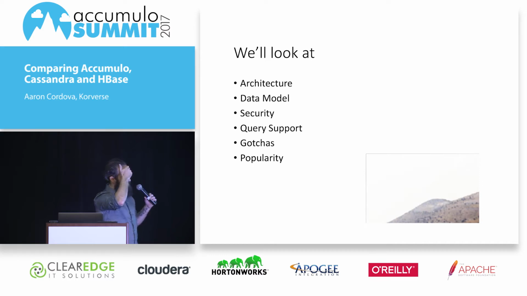Security. I mentioned that because part of Accumulo's reason for being is security. So if you can't justify Accumulo for security reasons, that's interesting. Query support is interesting because it differs so much across projects. Gotchas are things that I try to bring out that you might not discover for a long time until it's too late. And then finally, popularity, because support and the community around a particular project are quite important.